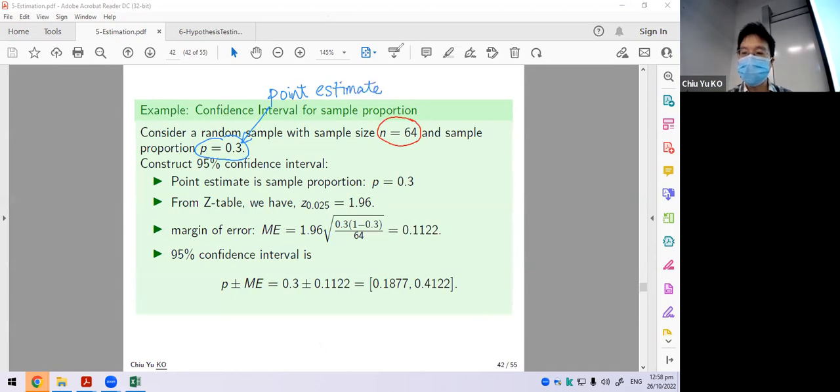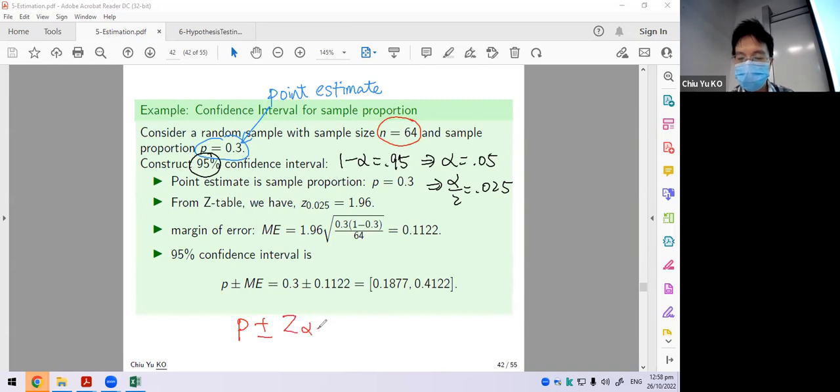So what we need now is a 95% confidence. So 1 minus alpha is 0.95. Remember alpha is 0.05 and alpha over 2 is 0.025. The interval, remember the formula is p plus minus z alpha over 2 times the square root of p(1 minus p) over n. So this is the formula.